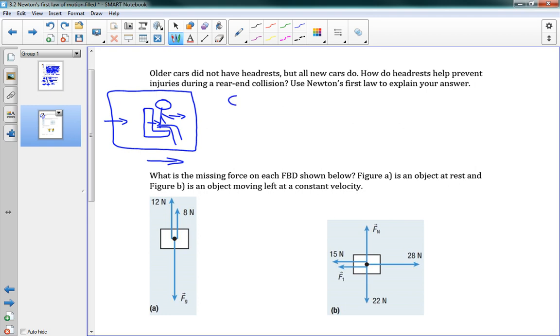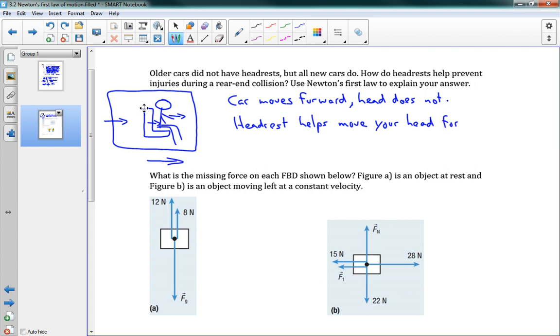So our explanation here is that the car moves forward, but the head does not. So the headrest helps move your head forward with the rest of your body.